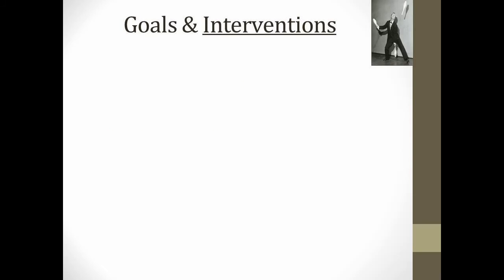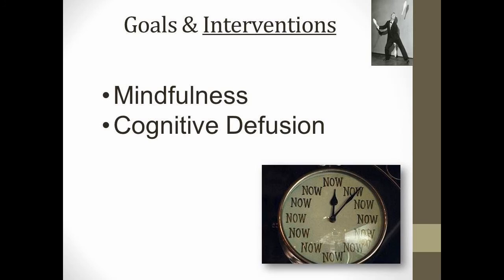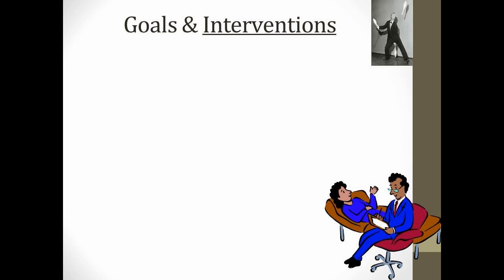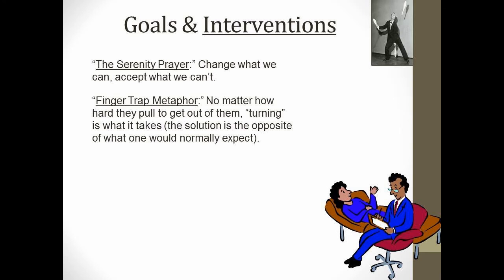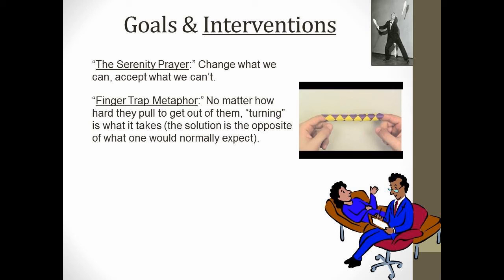Now, regarding ACT interventions, we've already discussed two: mindfulness and cognitive diffusion. Other techniques include the Serenity Prayer, in which we help the client learn to change what can be changed and accept what can't be changed. The finger trap metaphor helps clients understand that the solution is sometimes the opposite of what one would normally expect. Finger traps are very cheap, so consider buying a package of them from an online novelty store in order to help clients learn from this hands-on experience.